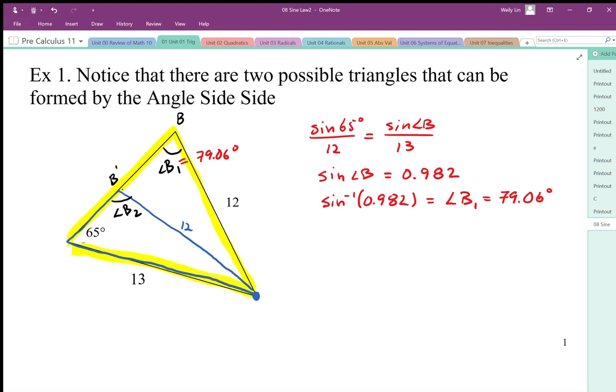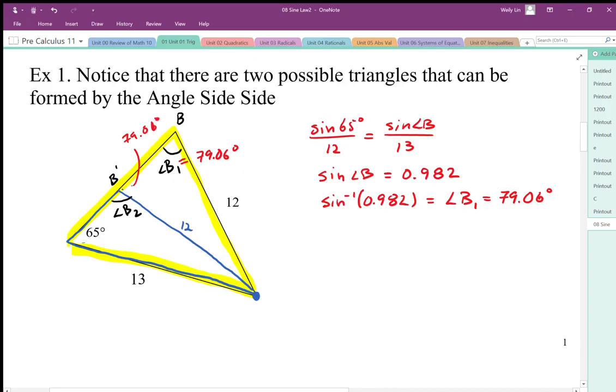Okay, the obtuse angle can be found if we look at this relationship. We have the type of triangle that's made with this length of 12 and this other length of 12 here. This happens to be an isosceles triangle, which means that this angle in here must be 79.06 degrees.